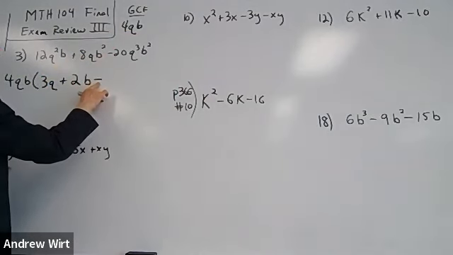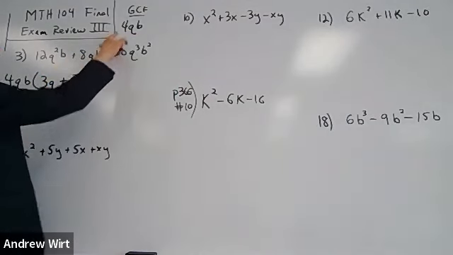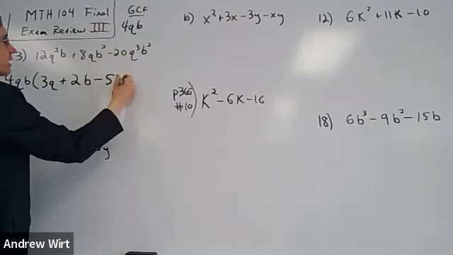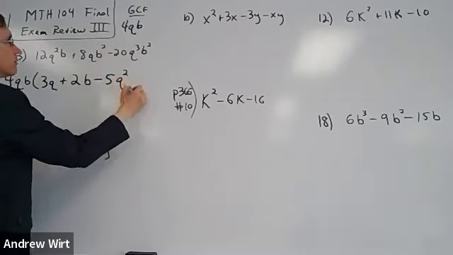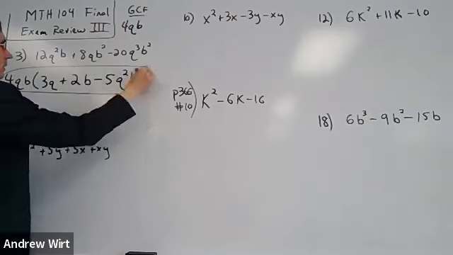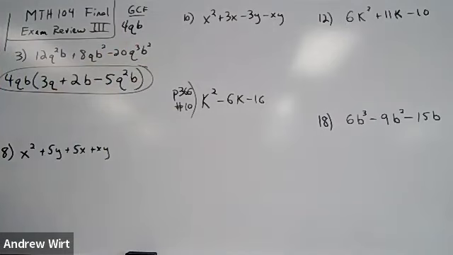Make sure you're watching the signs. We're going to subtract the last term. 20 divided by 4 is 5. Q to the third divided by Q is Q squared. B squared divided by B is B. And that is all we can do with that one.